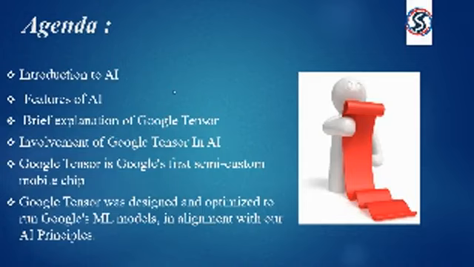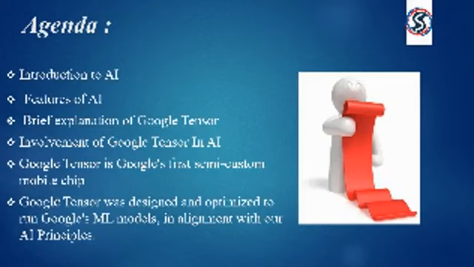After that, we are going to discuss the involvement of Google Tensor in AI. Then, Google Tensor is Google's first semi-custom mobile chip. This is a very interesting topic. And last but not least, we are going to discuss that Google Tensor was designed and optimized to run Google's machine learning models in alignment with our AI principles.